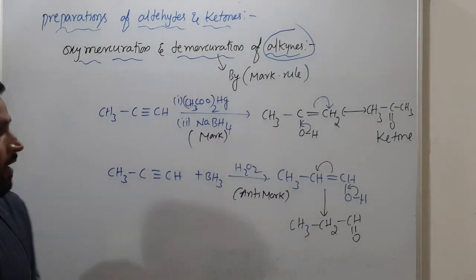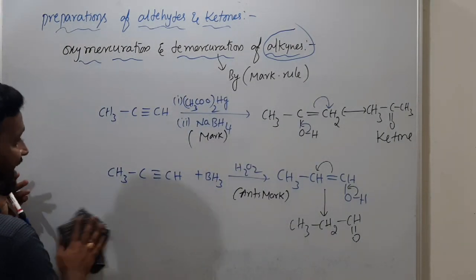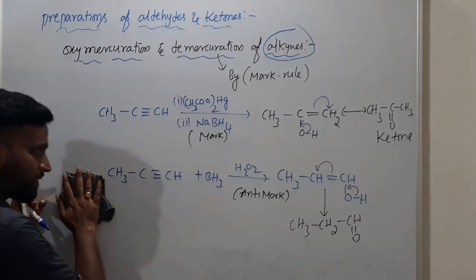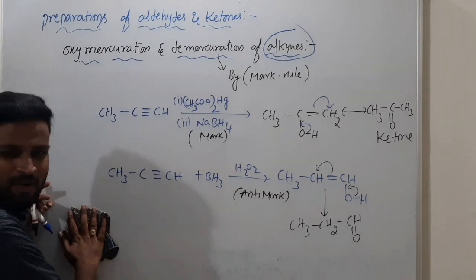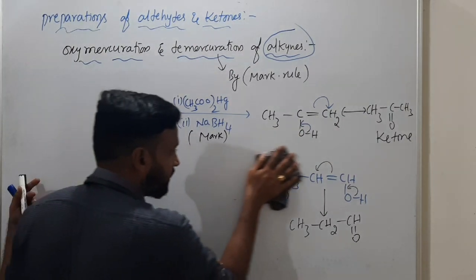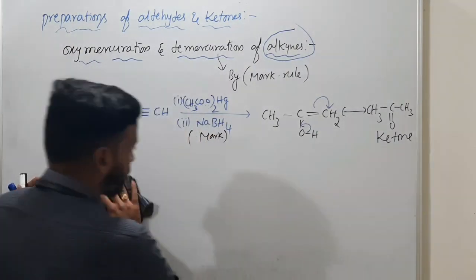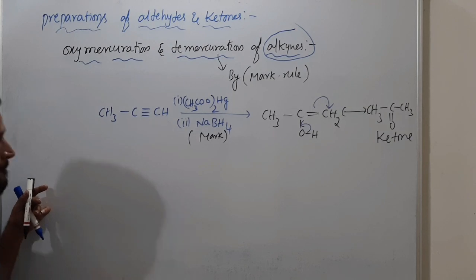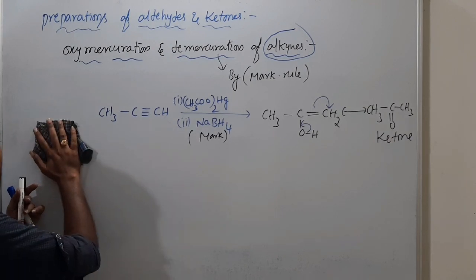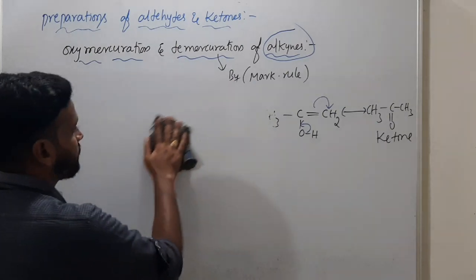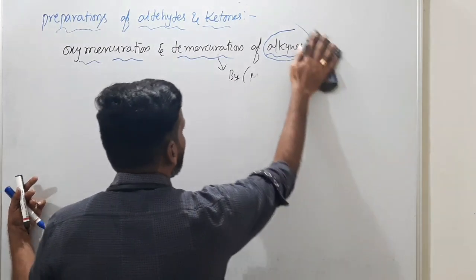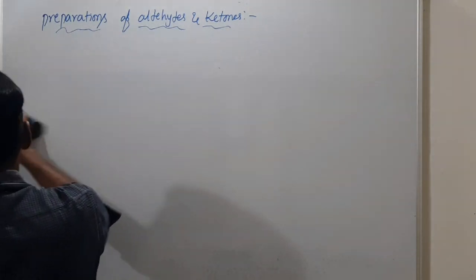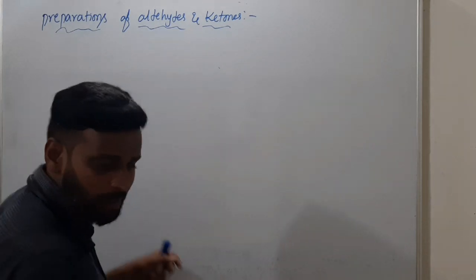So this is about oxymercuration and demercuration. Yesterday I told you oxidation of alcohols. Do you remember those? This one you have written already, and please write this also. Do you remember oxidation of alcohols by using mild oxidizing agents?